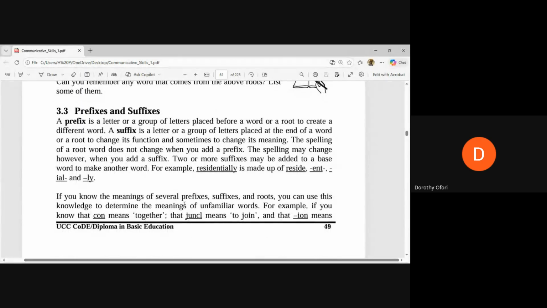For example, when you have a prefix like M-I-S, what does it mean? Who can tell me the meaning of M-I-S alone, miss? What does it suggest? If a word begins with miss, what does it suggest? Frank, let's hear you, please.